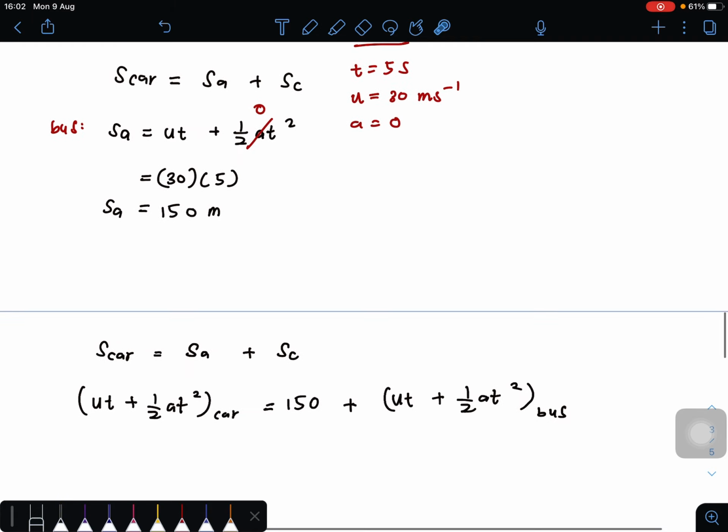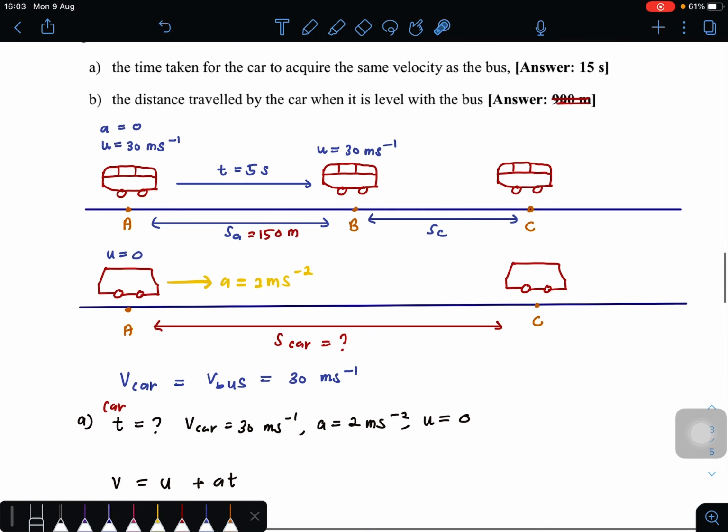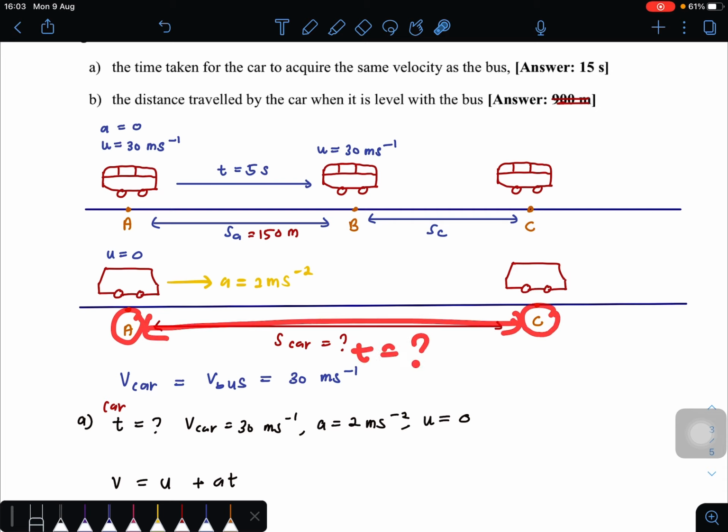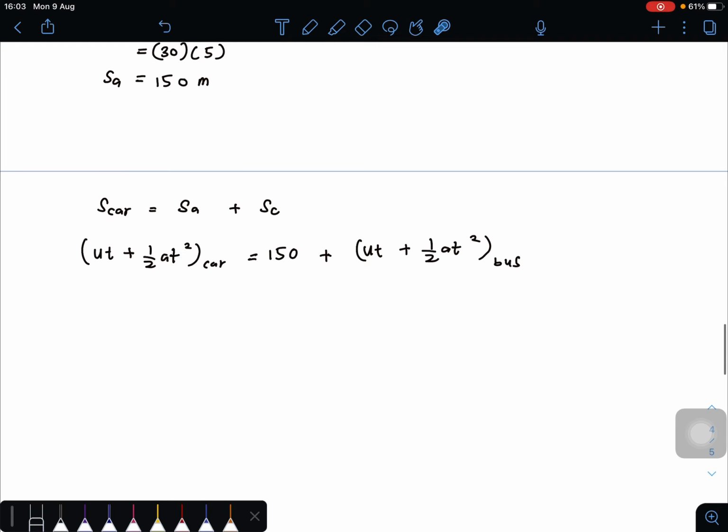So now, what information do we actually want to find? First of all, before we can find the displacement, from this equation, what we want to find first is the time taken. The time taken for the car and the bus to go from point A to point C. Actually, the whole journey, what is the time taken? This is what we want to find first. So how do we find this? Just substitute all the information we have.